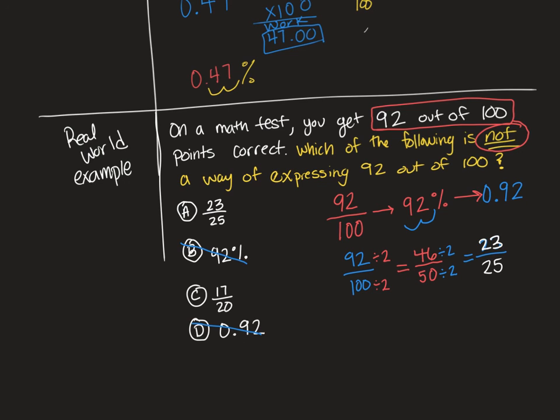Oh, so another way of expressing 92% is 23 over 25. That's another way. So A is an actual way of expressing 92 hundredths. So 17 out of 20, this is the one that's not a way of expressing 92 hundredths. So the correct answer is C, because that's not a way of writing 92 out of 100. Okay.